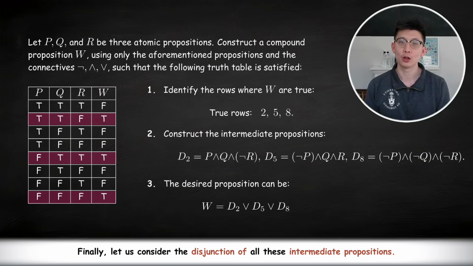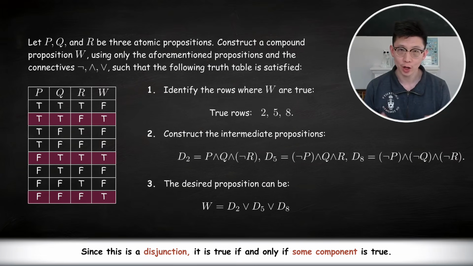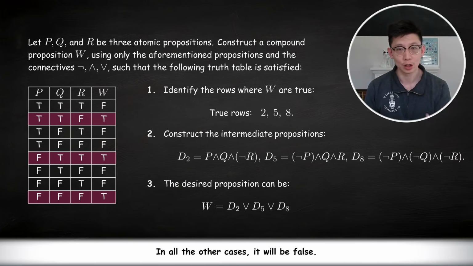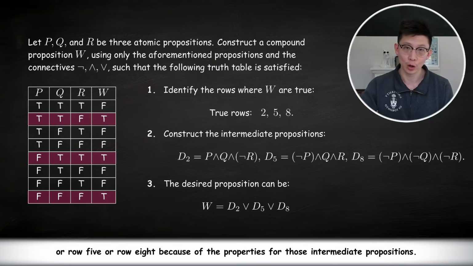Finally, let us consider the disjunction of all these intermediate propositions. That is, we consider D2 or D5 or D8. Since this is a disjunction, it is true if and only if some component is true. That is, it is true if either D2 is true or D5 is true or D8 is true. In all the other cases, it will be false. But that means precisely that this disjunction is true if and only if we are falling into an interpretation given in row 2 or row 5 or row 8 because of the properties for those intermediate propositions.